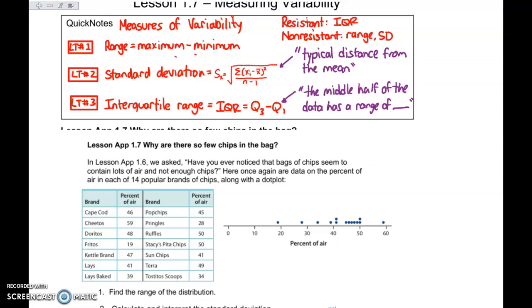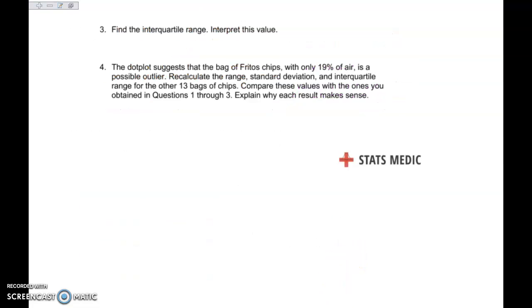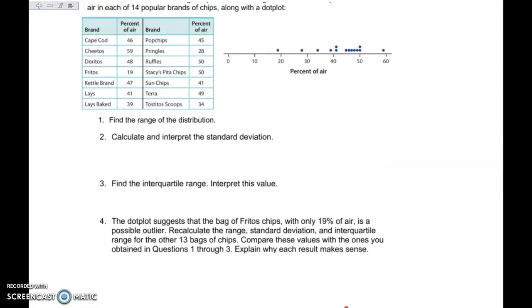It says in lesson app 1.6, we asked, have you ever noticed the bag of chips seems to contain a lot of air and not enough chips? Here, once again, are the data of percentage of air in 14 popular brands of chips, along with the dot plot. So here they give you the data, the dot plot that goes with it, and we are going to process that information in just a minute.